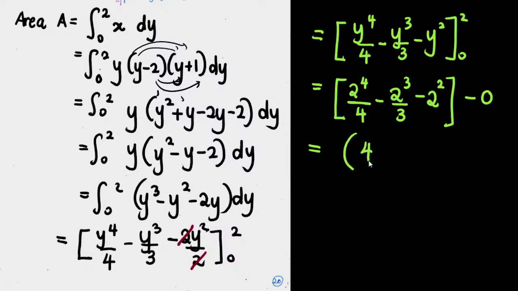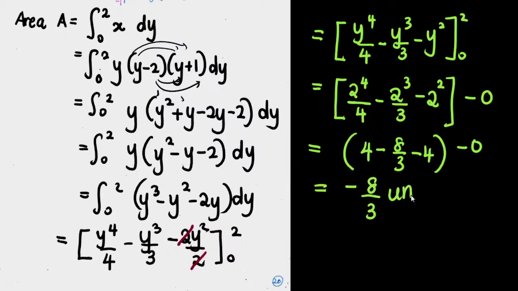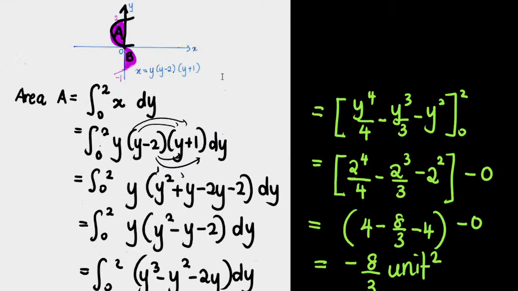Okay, this part we will get 4 minus 8 over 3 minus 4 minus 0. So that means we will get negative 8 over 3 unit square. Okay, negative 8 over 3 unit square. You see correct or not for the diagram?